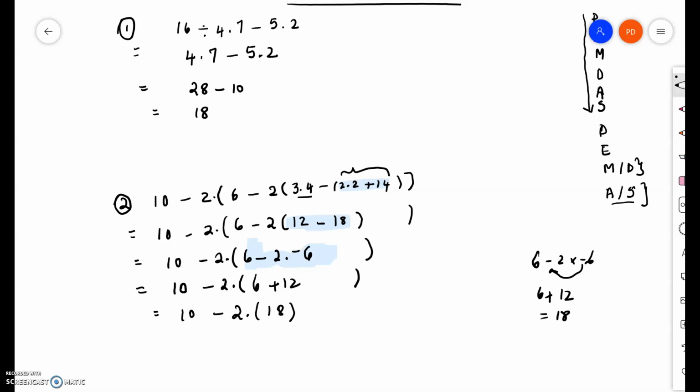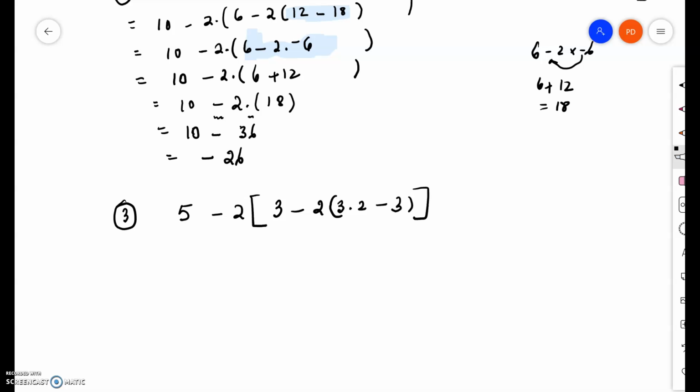So we've simplified the parentheses completely. Now remember, there's subtraction and then there's multiplication. Multiplication comes before subtraction, so do not subtract. 18 times 2 is 36, and that is negative 26. So finally we do the subtraction.